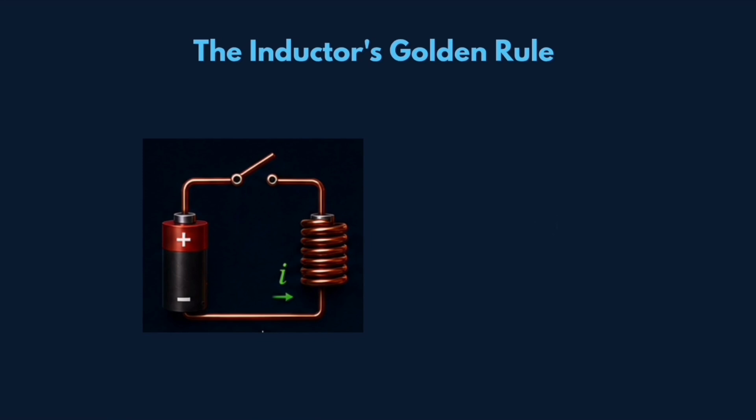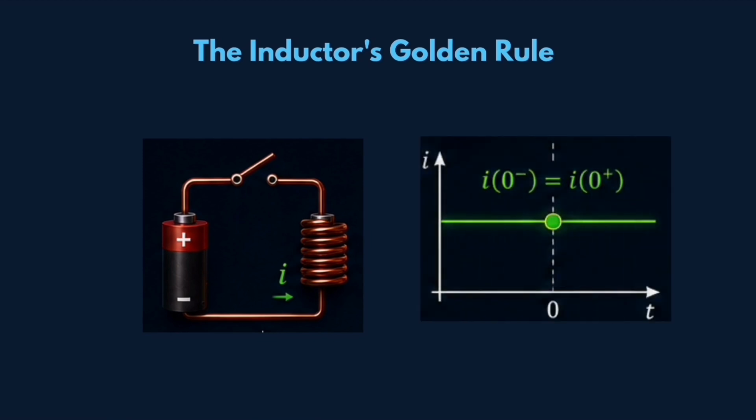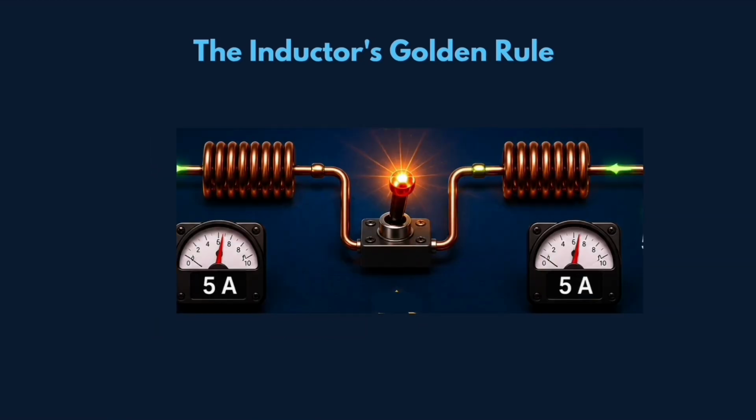So at the exact switching instant, current at 0 minus is equal to current at 0 plus. This means just before switching, if current is 5 ampere, just after switching, current is still 5 ampere. The current may start changing afterwards, but not at the exact switching instant.